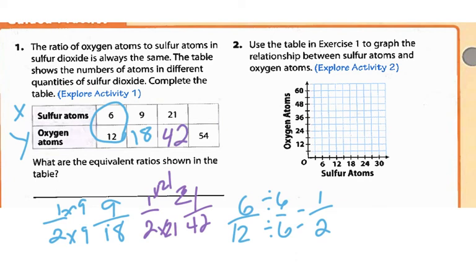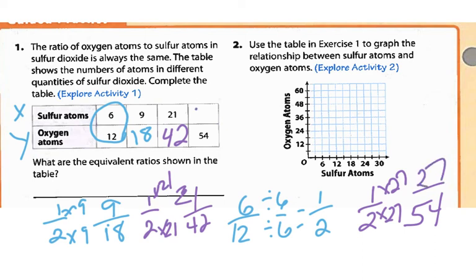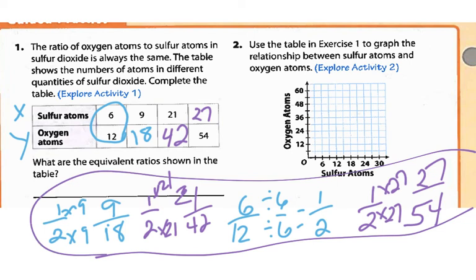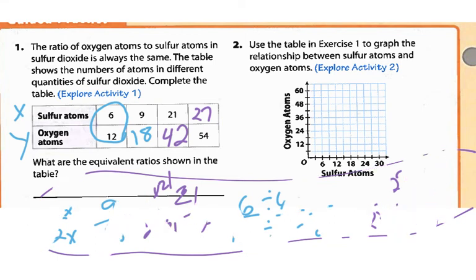And then if I have 1/2 and I need to get to 54, how can I get from 2 to 54? I'm going to multiply by 27. Then I have to multiply my 1 by 27, and this is going to be 27 over 54. So I made equivalent ratios to fill in my table by reducing that first ratio to simplest form.